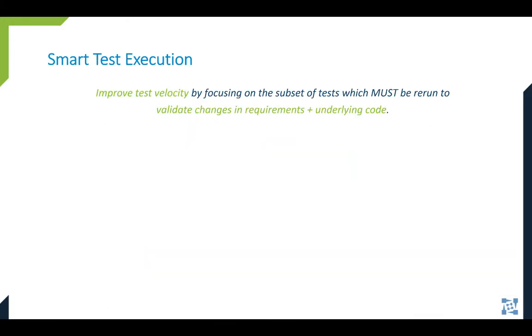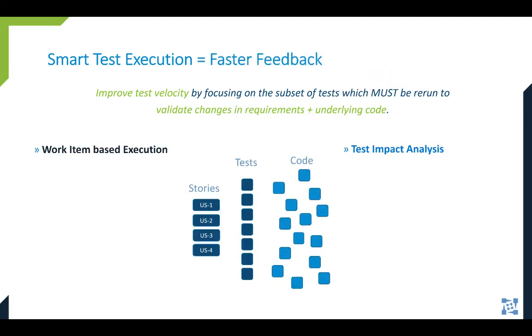And the last enhancement I wanted to cover is that we've simplified the steps it takes to run test impact analysis. So what is test impact analysis, or TIA? So you have your user stories, and you have your tests, and you have your code. With work item based execution, we have a link between our user stories and our tests. So we know that when a particular test fails, we can trigger problem reports for those user stories, depending on which tests fail.